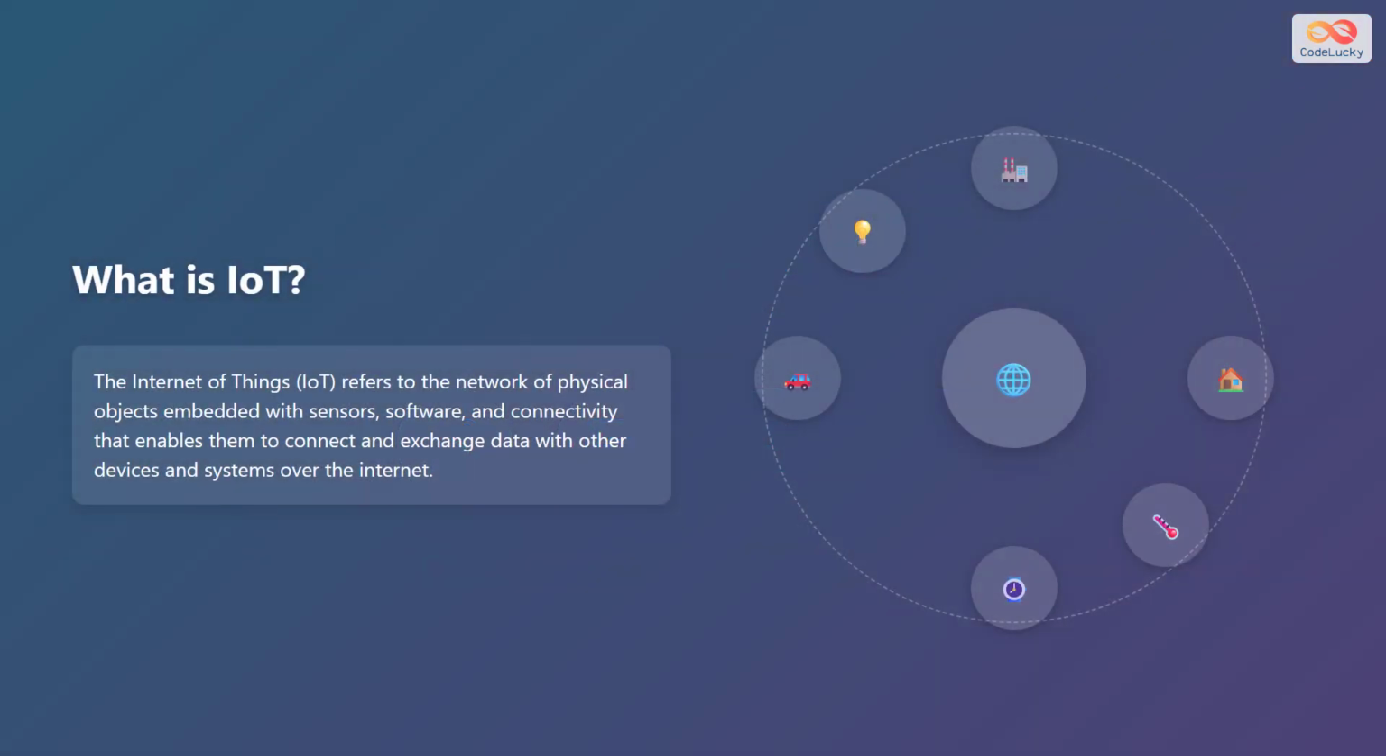So, what exactly is the Internet of Things? The Internet of Things refers to the network of physical objects. These objects are embedded with sensors, software, and other technologies. This enables them to connect and exchange data with other devices and systems over the Internet. Think of it as a vast web of interconnected devices, all communicating and sharing information. This slide shows some of the devices like smart home, car, watch, industry equipment, thermometer, and smart light.